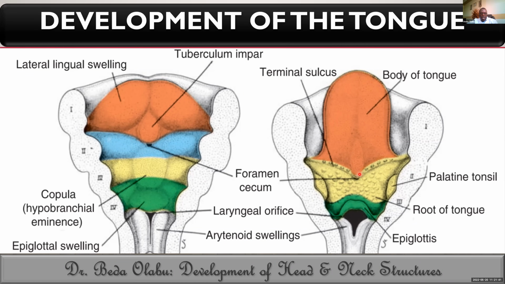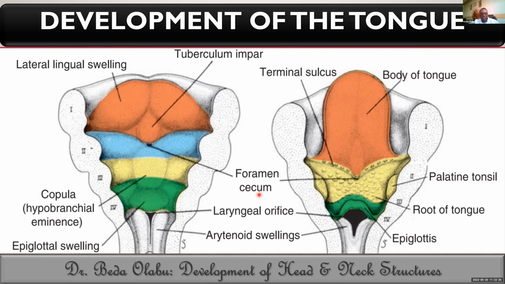Now, the derivatives that form the posterior 1/3 and the derivatives that form the tissue of the anterior 2/3 eventually merge. In simple terms, the anterior 2/3 of the tongue merges with the posterior 1/3 of the tongue. The line of union of the two is that V-shaped groove, which we call the terminal sulcus or sulcus terminalis. At the center of the sulcus terminalis is a small depression, which we call the foramen cecum.